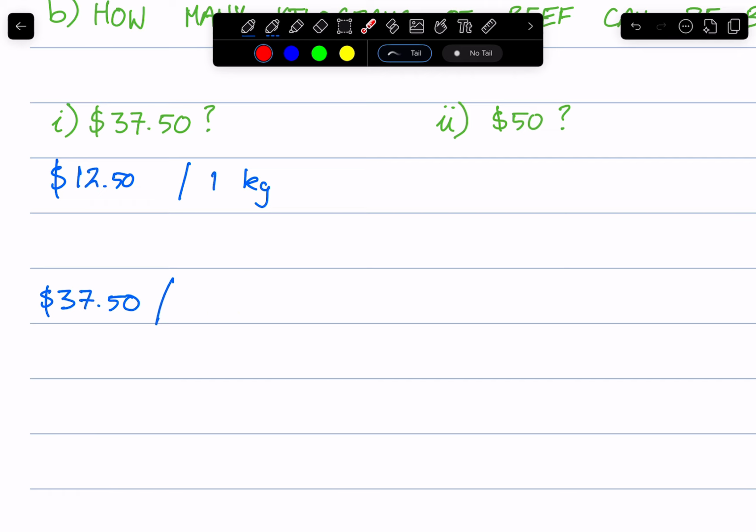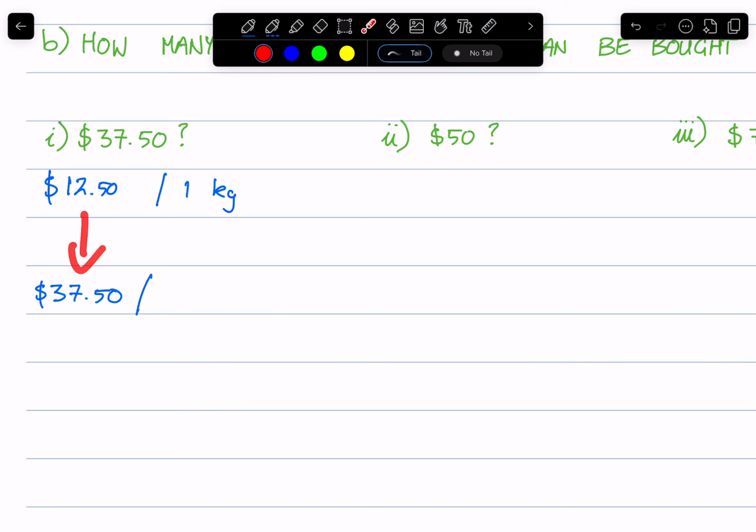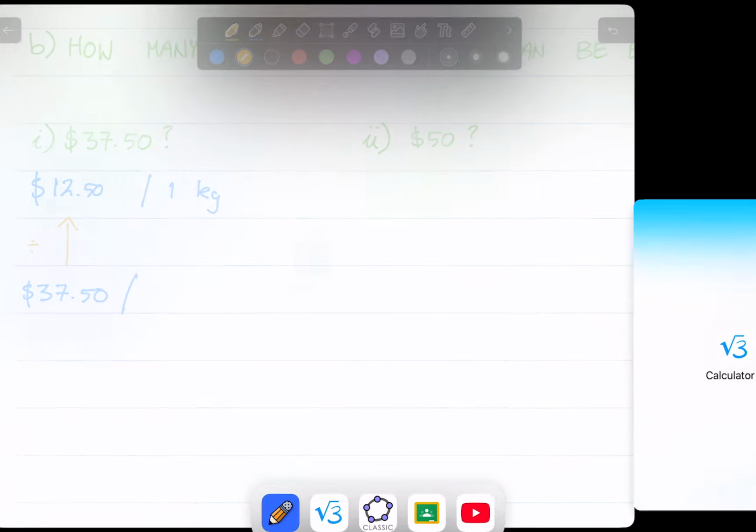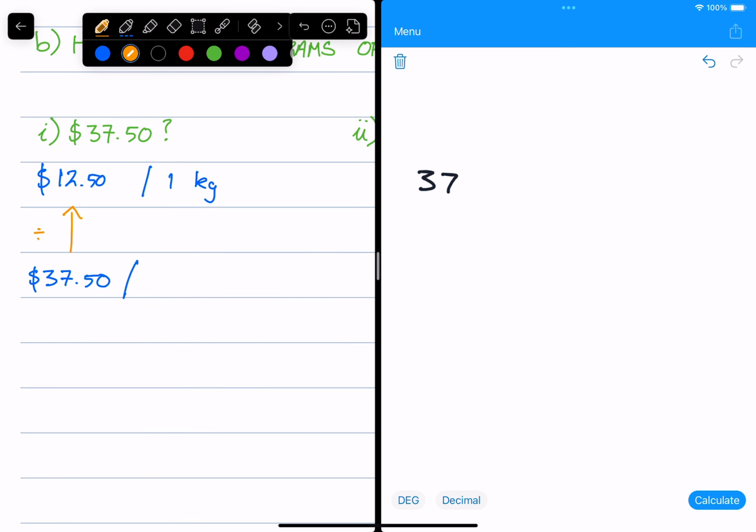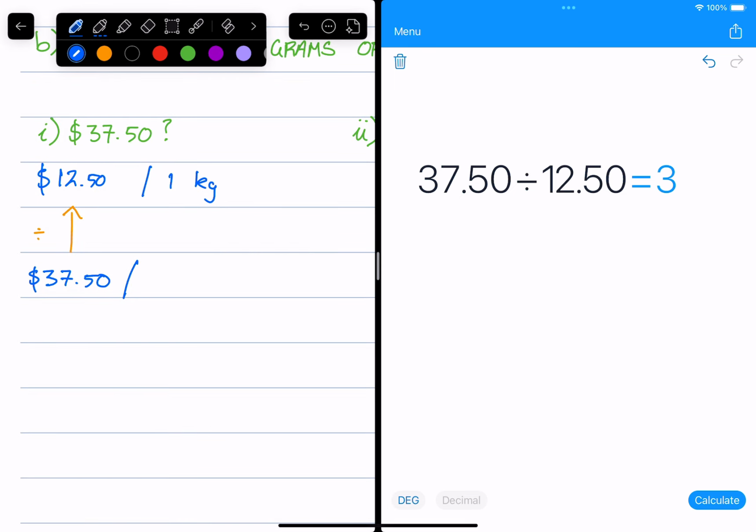Well, in order to figure out what the multiplying factor is, for this one, you simply work backwards and we divide. So you do $37.50 divide $12.50. $37.50 divide the given number of $12.50. You can see it gets us that number of 3. And then from there, that's the number we multiply this by. So we get 3 kilograms as our answer.